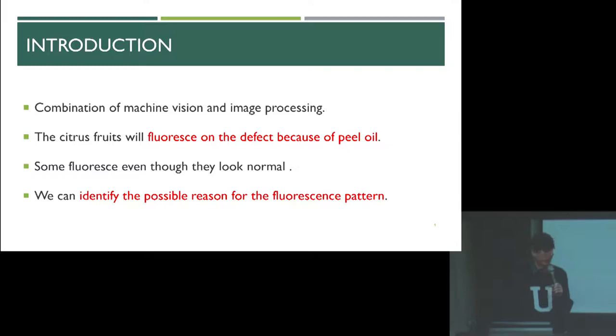The reason we want to use fluorescence is because the citrus will fluoresce on the defective area, because the peel oil will spread from the defective area. And even though some fruits look very normal, we want to identify the possible reason for the fluorescence.